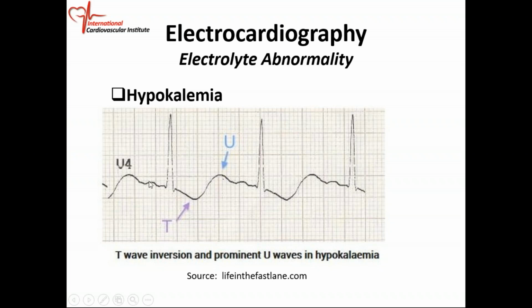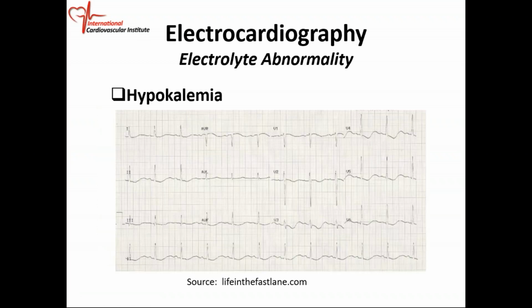You get an increase in the amplitude of the P wave. Your QT interval is prolonged. Remember, QT is measured from the onset of the QRS to the end of the T wave. That's your QT interval. It's prolonged, and you can see your inverted T wave and your U wave. This prolonged QT interval gives you your polymorphic ventricular tachycardia, which is dangerous.